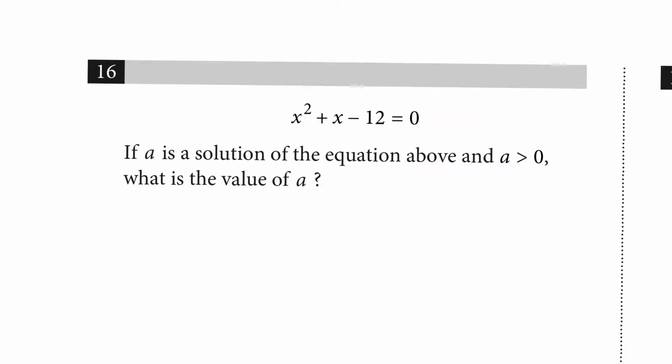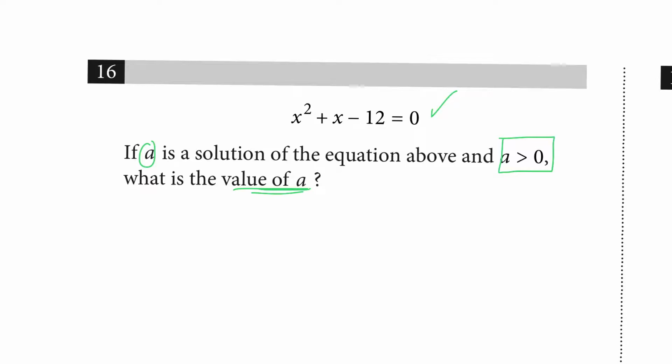Okay, problem number 16 is a quadratic equation: x squared plus x minus 12 is equal to 0. And a is a solution for this equation. There's probably two solutions. We want one. a is a positive solution. And on these gridded answers, the answers can only be positive. You cannot have a negative answer. So what is the value of a? In this problem, we're just looking for the positive solution.